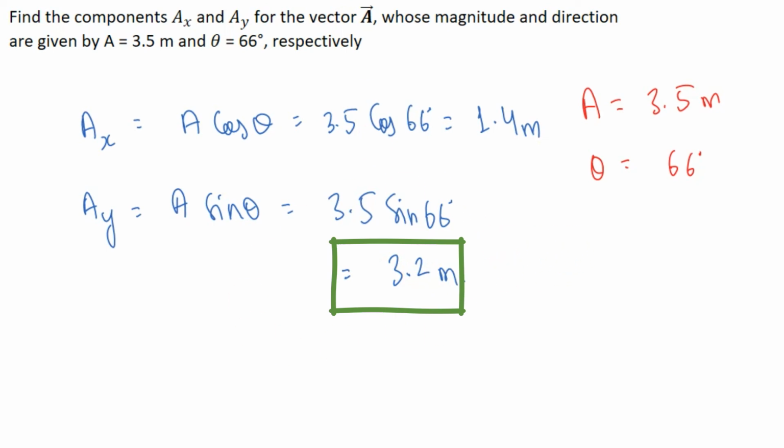So this is all for this video, and in the next video we'll study the addition and subtraction of vectors.